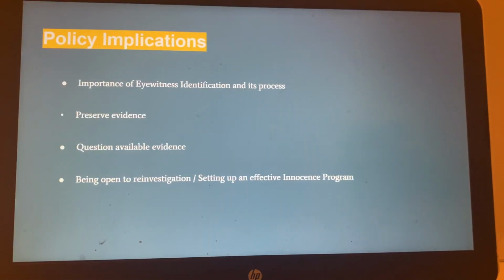So now we have some policy implications on what we can do to improve and decrease mistaken eyewitness identification rates. So hopefully in this case you were able to see the importance of eyewitness identification, how much of an impact it has, and the process of handling the identification. Also, you may see what we need to do to preserve evidence. There needs to be a system out there that works solely to preserve that evidence. The police obviously had the hands of the boys closed and didn't properly preserve it, but it's a landmark decision rule. They have no constitutional obligation, so therefore there needs to be something out there that preserves evidence. And also to question available evidence.